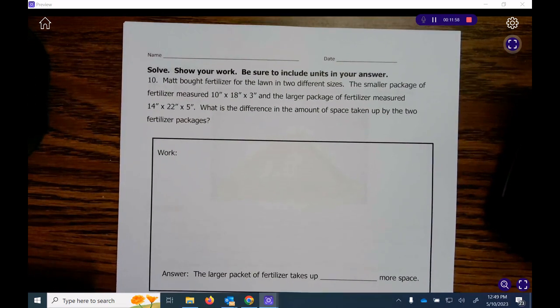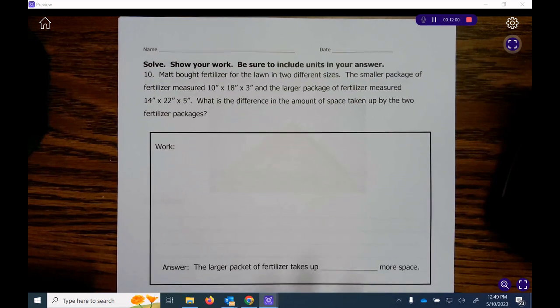Question number 10. Matt bought fertilizer for the lawn in 2 different sizes. The smaller package of fertilizer measured 10 inches by 13 inches by 3 inches, and the larger package of fertilizer measured 14 inches by 22 inches by 5 inches. What is the difference in the amount of space taken up by the 2 fertilizer packages?